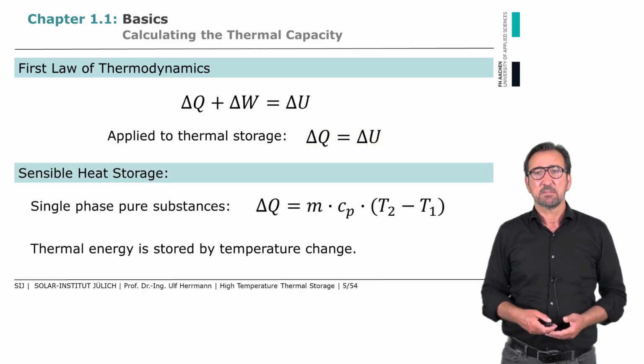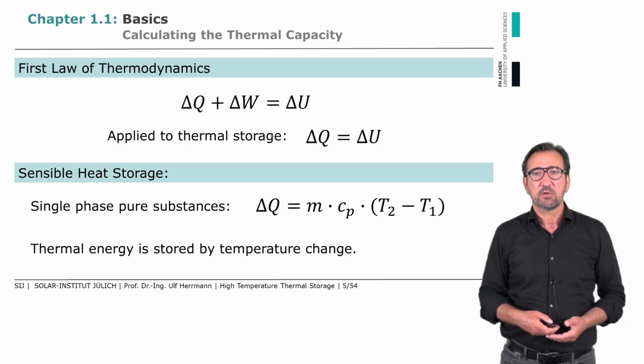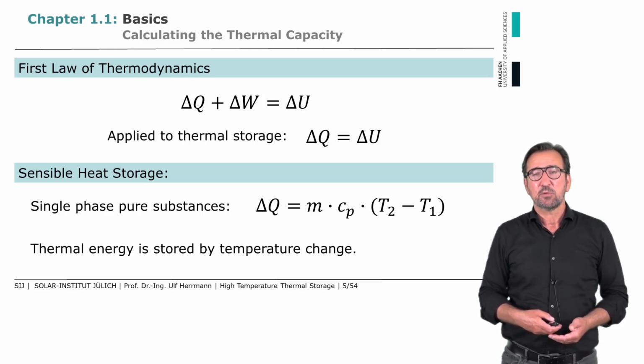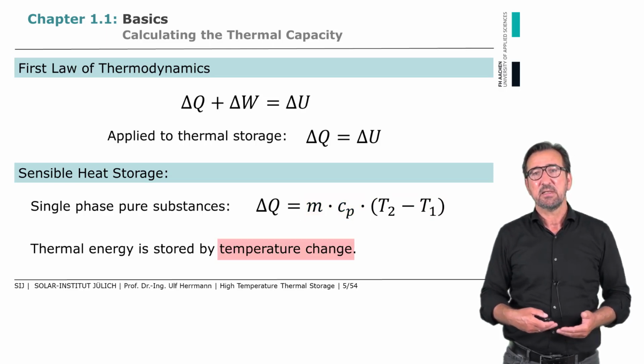In case of a sensible storage, the addition of heat causes a change in the temperature of the medium. Thus, the change in heat is equal to delta T multiplied by the mass and the heat capacity Cp of the medium. Hence, the heat is stored by a change in temperature.